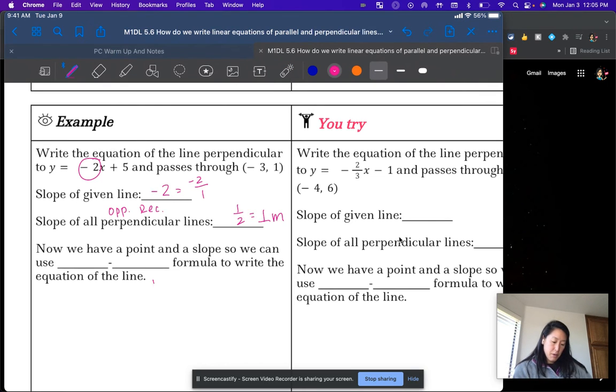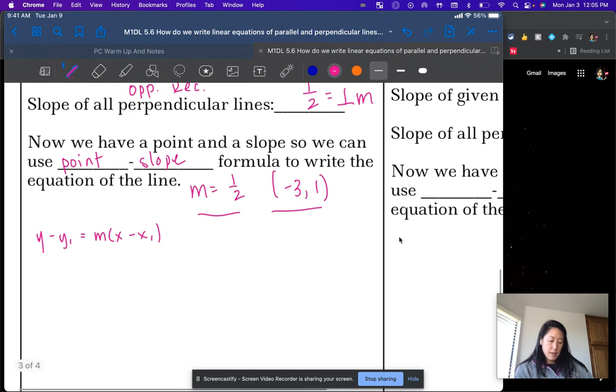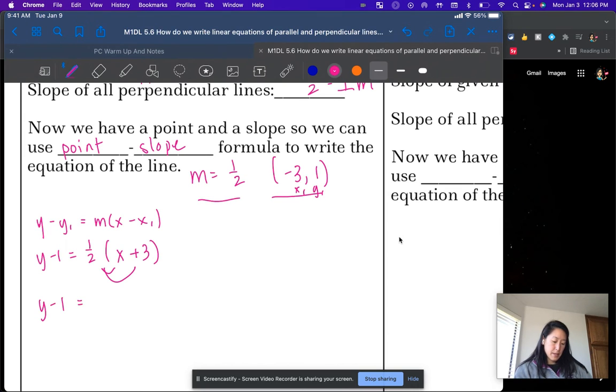I know that the slope of the perpendicular line is 1/2, and we're going to pass through the point negative 3, 1. So again, I have a slope and a point, so I can use point slope to write the equation. So y minus y1 is equal to the slope times x minus x1. Y minus 1, my x1, y1, is equal to 1/2 times x plus 3. The sign switches. We distribute. So I have y minus 1 is equal to 1/2 x plus 1/2 times 3 over 1. Multiply the numerators. So 1 times 3 is 3, and 2 times 1 is 2. So plus 3/2. Add 1 to both sides.